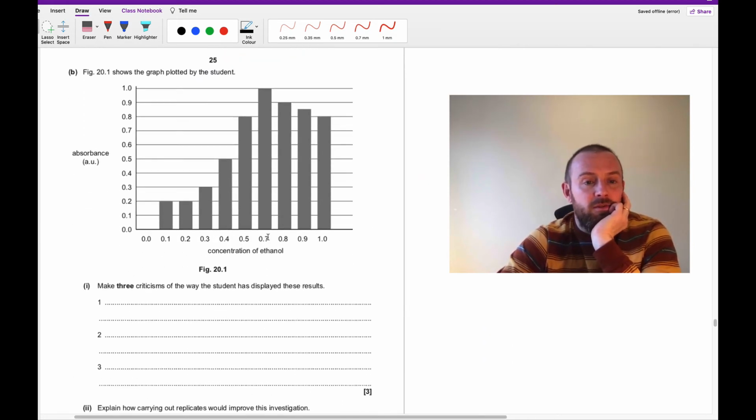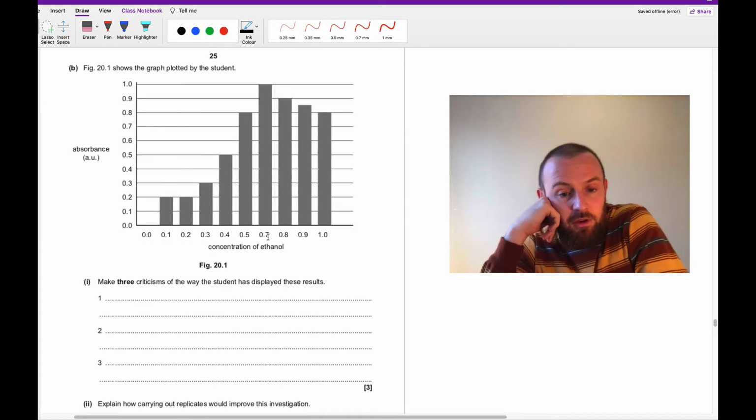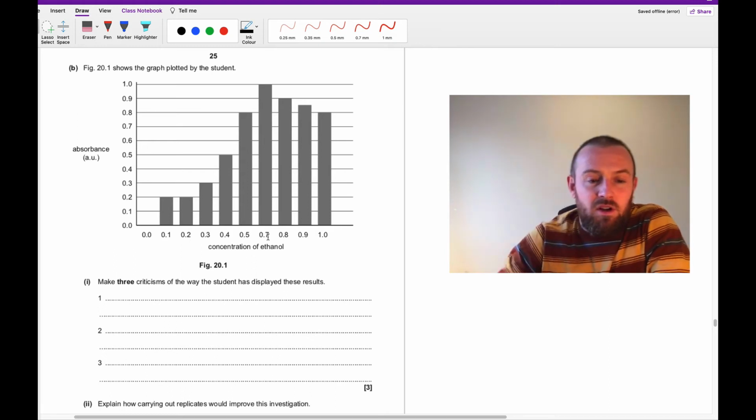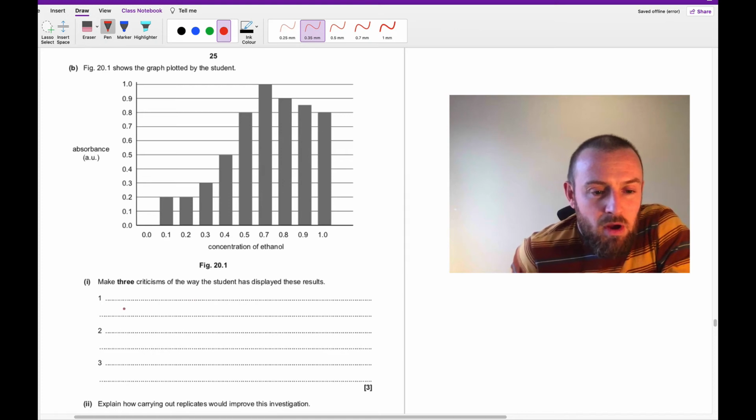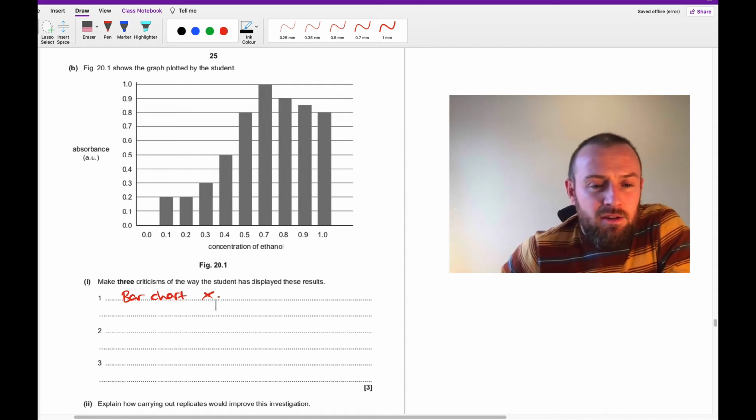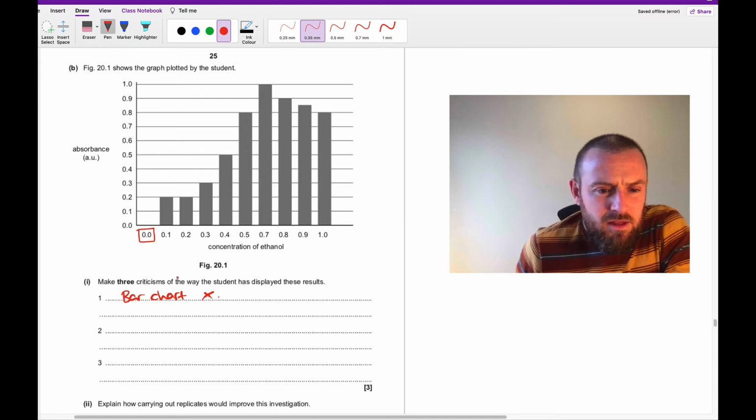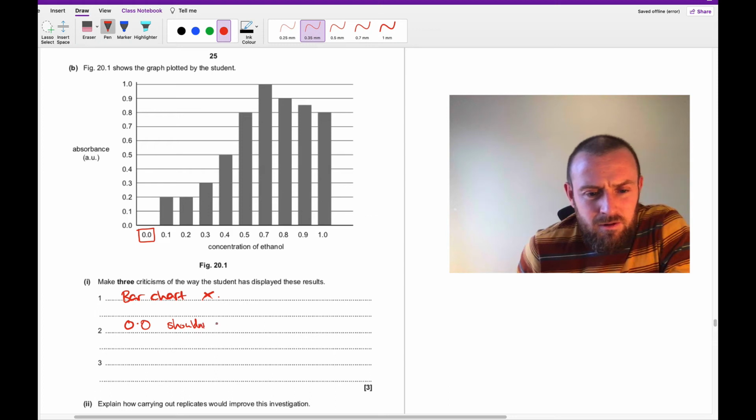All right, here's the graph plotted by the students showing absorbance against concentration of ethanol. Three criticisms of the way the student has displayed the results. Okay, number 1, it shouldn't be a bar chart. That is silly. We should definitely have a line graph. And second of all, 0.0 shouldn't be a category. Shouldn't be a bar or category.